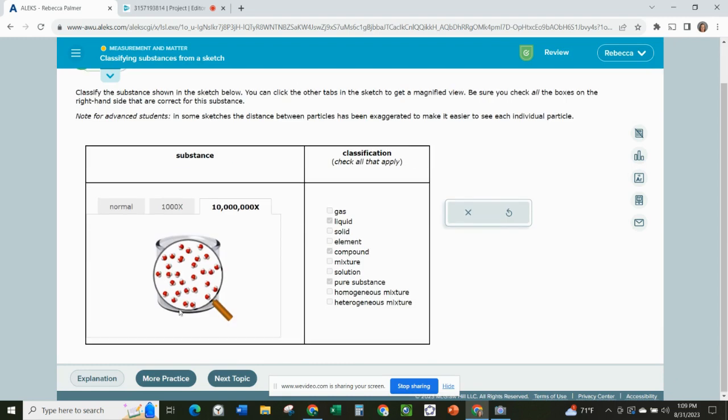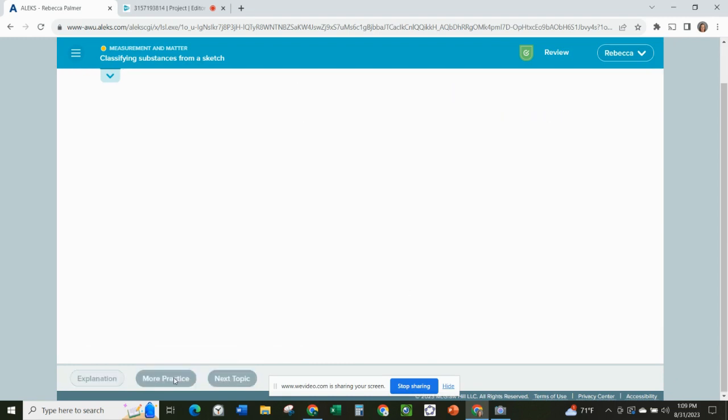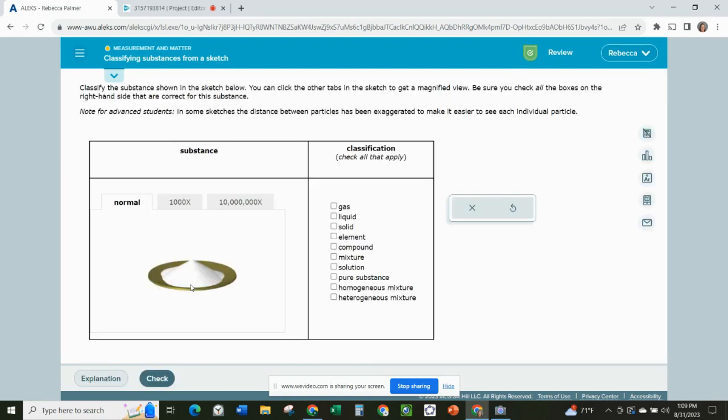Okay. All right, let's do another one. We've had only solutions, so let's see if we can get one. Okay, here's a different one. This one, you're supposed to imagine like a pile of salt or something like this on your table. So this one looks to me like a solid.